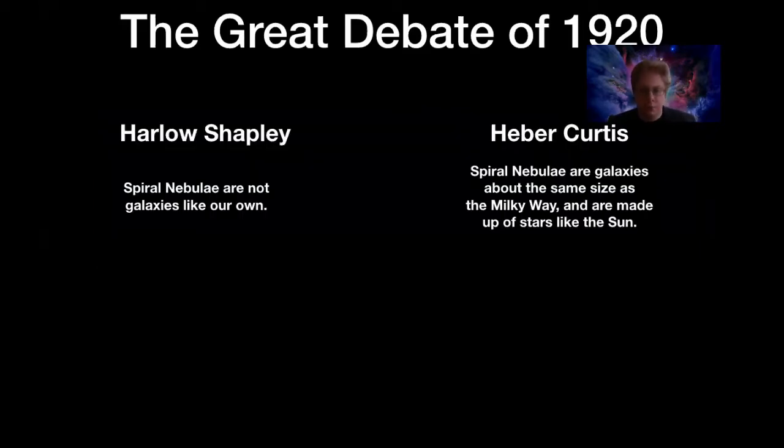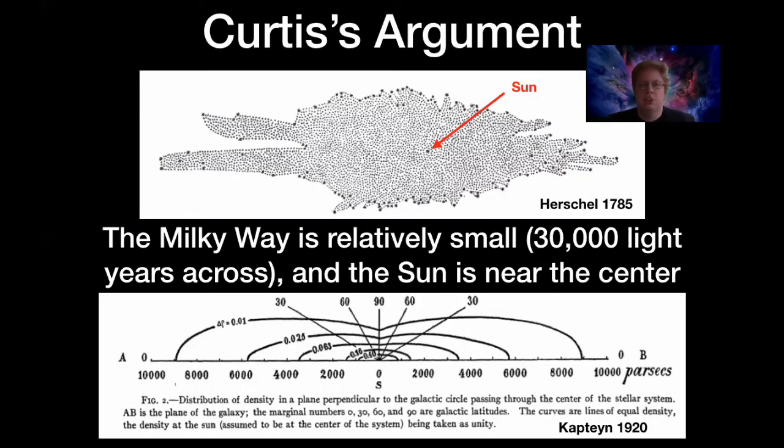So the two participants in this debate were Harlow Shapley and Heber Curtis. Harlow Shapley's position is that the spiral nebulae are not galaxies like our own. Curtis's position is the opposite. Spiral nebulae are galaxies that are about the same size as the Milky Way and are made up of stars like the sun. And I'll walk through exactly why these two people held these points and what their reasoning was. So first, I'll start with Curtis's argument.